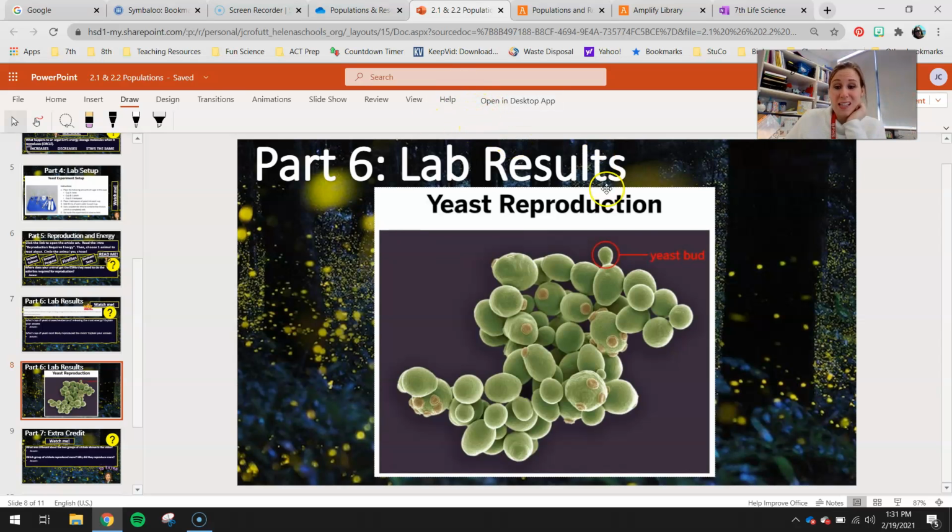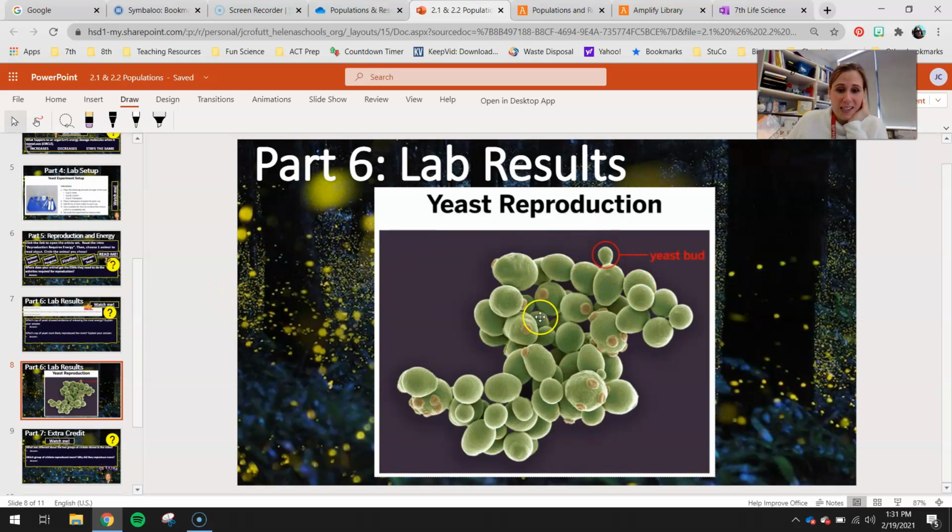How they reproduce is they just start growing this little bud on them. And eventually that bud's going to get large enough. And once it's large enough and has everything it needs to survive, that little bud just breaks off and creates a new yeast cell. Yeast are obviously something that we can't see with our naked eye. We have to look through a microscope to see them. So this is a really good microscope picture of what yeast look like and what their little buds look like.